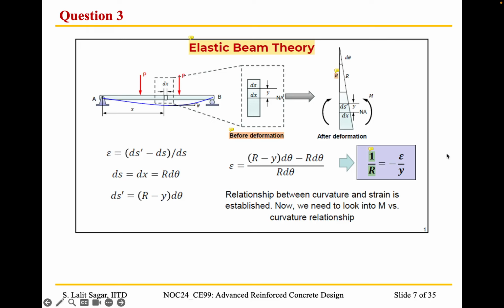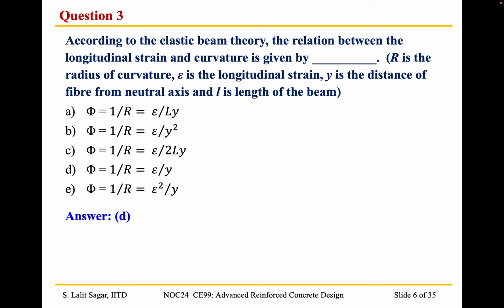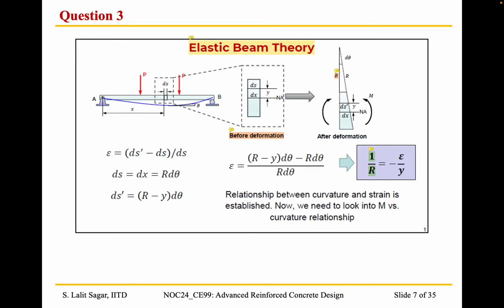One suggestion is that I strongly recommend that you watch the week's lecture, and also try to solve the assignment questions roughly, so that you'll be better prepared, and you can actually make the most of this live interaction session. Okay, so that's just a small suggestion. And yeah, the correct option is option D. So the curvature, that is 1 by R, is equal to epsilon by y.